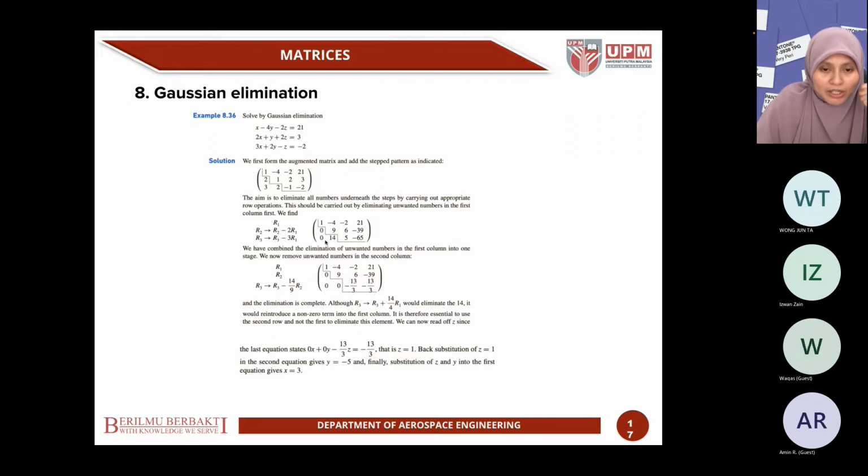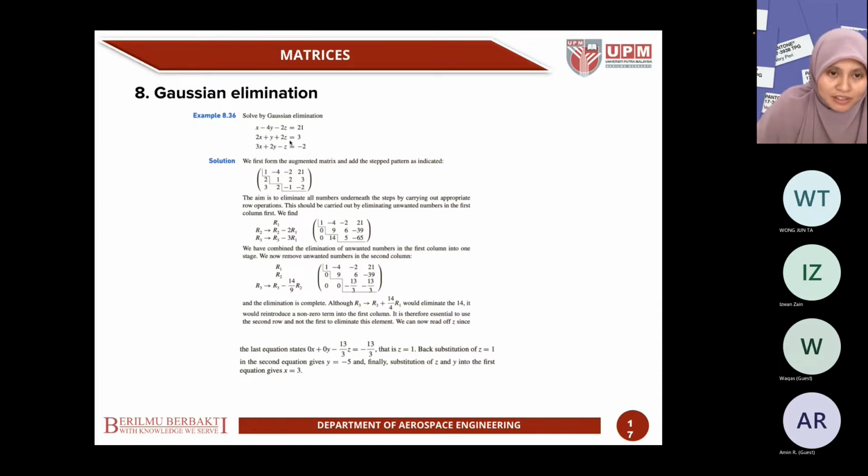For the third row, you need to eliminate this value 3. So the same thing, you do R3, the third row, minus 3 R1. So 3 minus 3 times 1, so we get 0, etc. Okay, so we finish the first column.